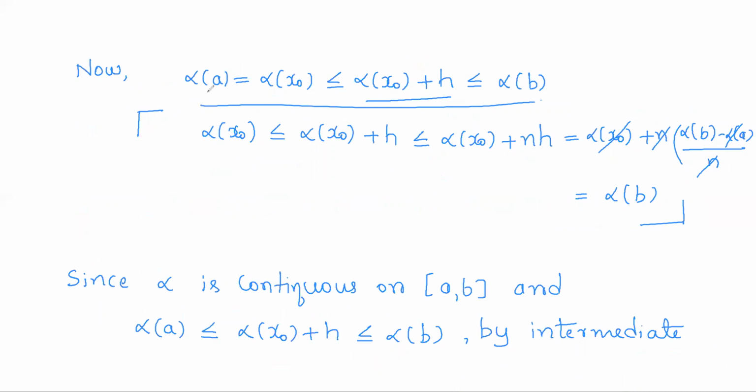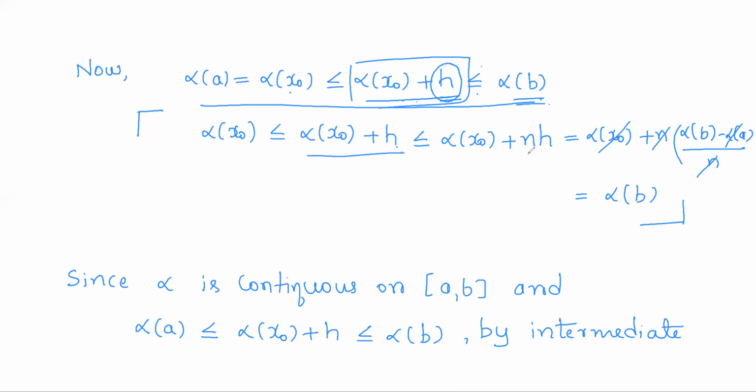Okay, now consider this inequality. Alpha of A is nothing but x naught. So alpha of x naught is less than or equal to alpha of x naught plus h. As we are adding a non-negative quantity to alpha of x naught, this sum will obviously be greater than or equal to alpha of x naught. And this quantity will obviously be less than alpha of B. This is because, alpha of x naught plus h.